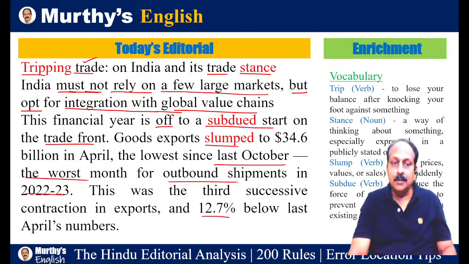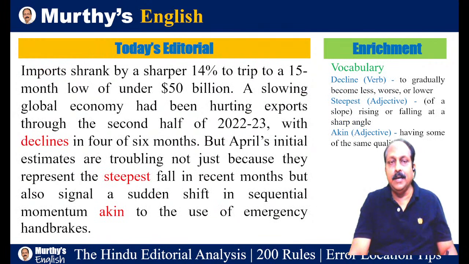This was the third successive contraction in exports. Third successive contraction, not a good thing. Once okay, twice okay, but third successive, continuously, contraction means exports going down, and 12.7% below last April's numbers. Compared to last April's numbers, 12.7% below. Again, it is negative. Now it touches imports. Whenever we talk about foreign trade, there are two dimensions.